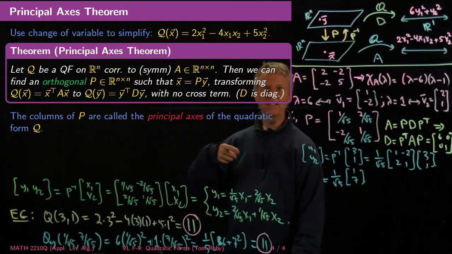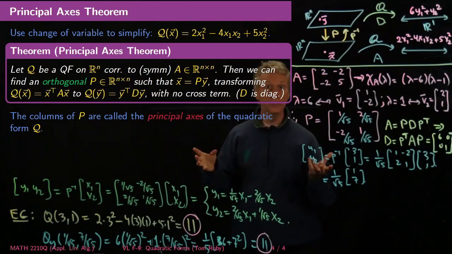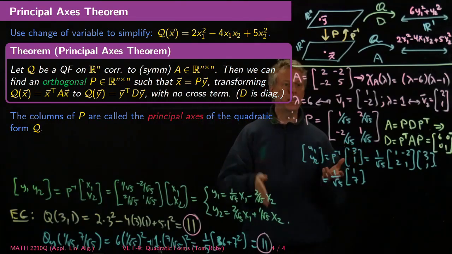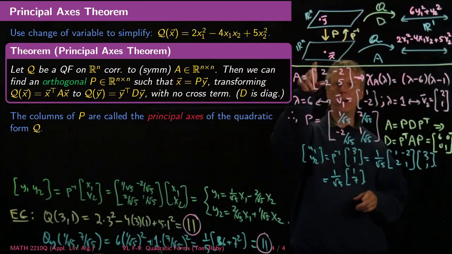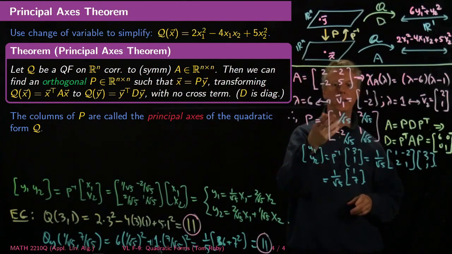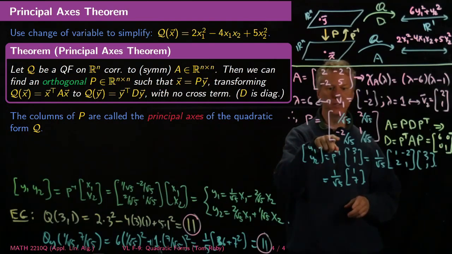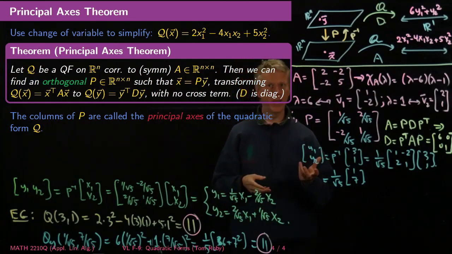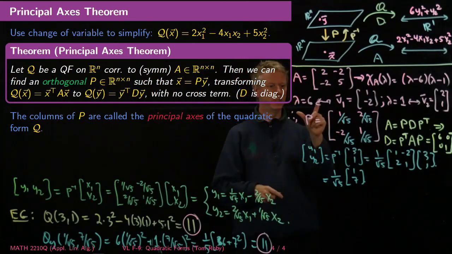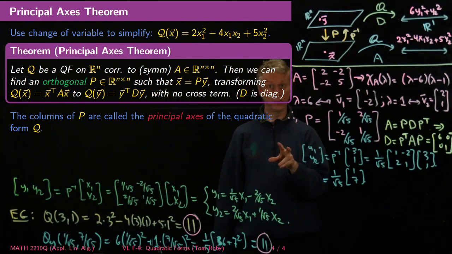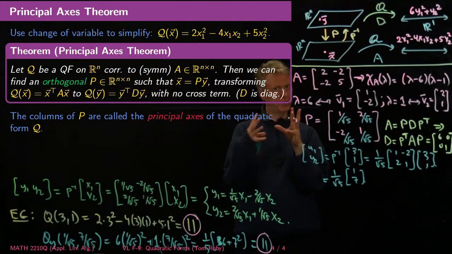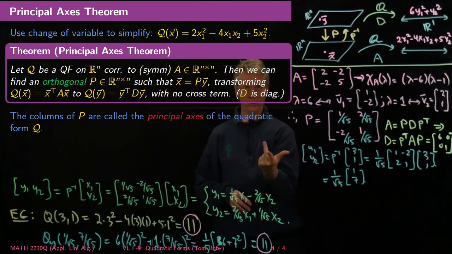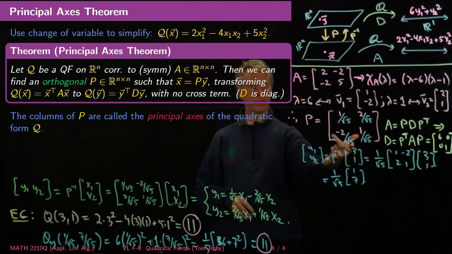And now the principal axes of the quadratic form, what are those? Well, those are just the columns of P, right? So my old axes were 1, 0 and 0, 1, and my new axes are 1 over the square root of 5, minus 2 over the square root of 5, and 2 over the square root of 5, 1 over the square root of 5. Whenever you do an orthogonal transformation, you don't change distance and you don't change geometry. So that means that these guys are still unit vectors, right?